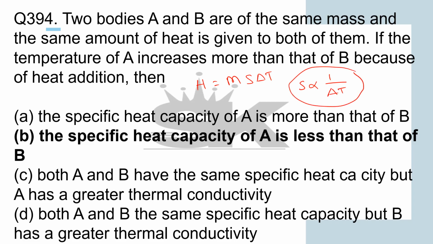So since the temperature of A increases more than B, so specific heat capacity... In some books, C is the specific heat notation, right? So don't worry about the notation here. Okay, here S is the specific heat. We consider it. So since the temperature of A increases more than B, the specific heat capacity of A is less than that of B. Okay, that's the answer.